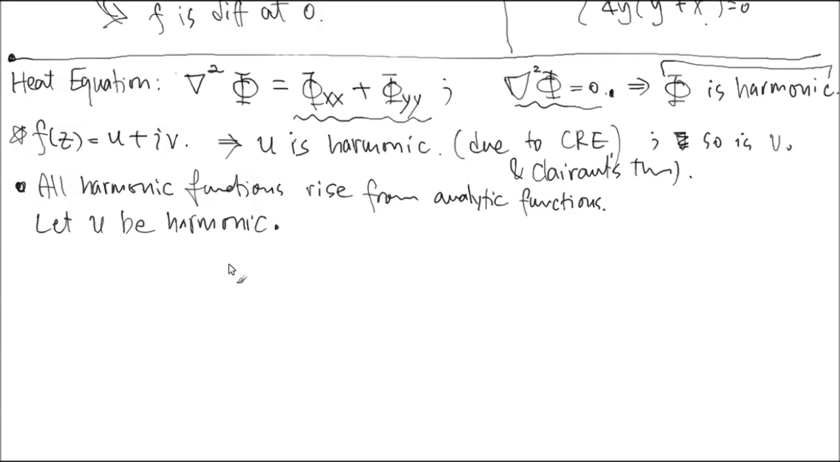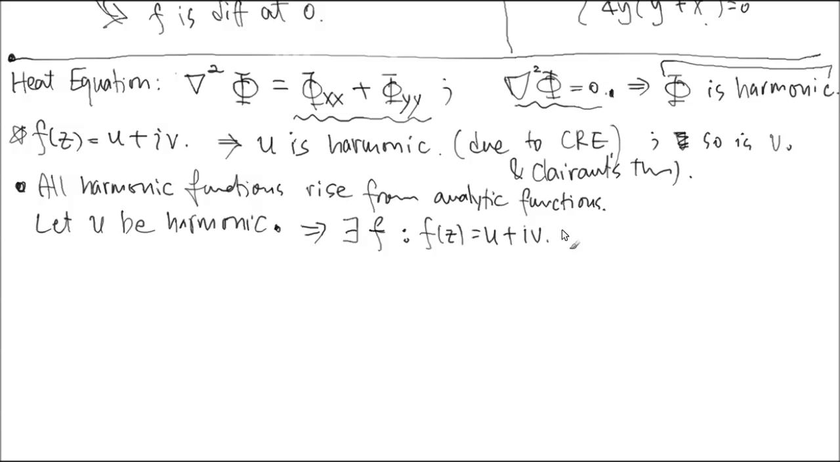So harmonic u is given, and we want to show there exists a complex analytic function, right? Such that, there exists this complex analytic function f of z whose real part is u and imaginary part is v. So u is given, and we have to construct that v and show that it satisfies one condition.